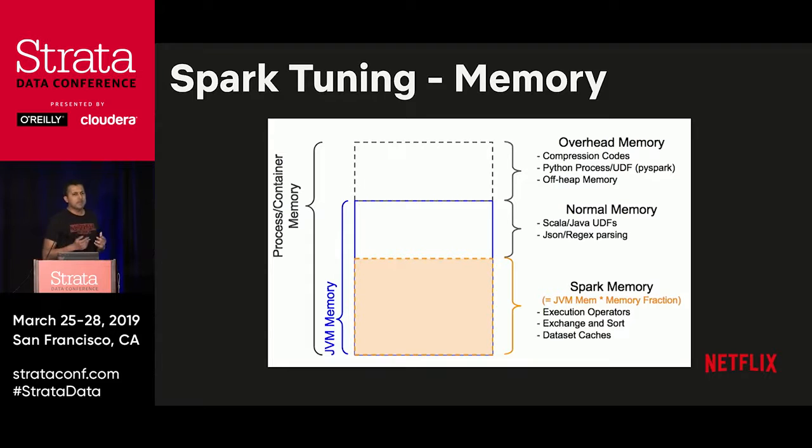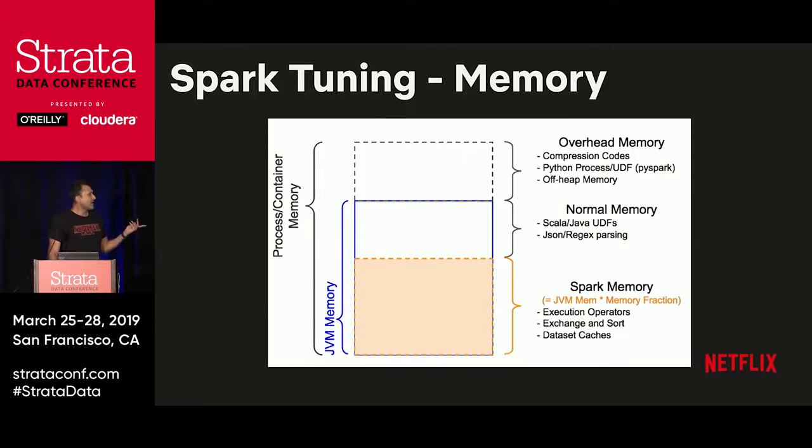The overhead memory is really where your compression codecs run. So if you're writing out a lot of files, your overhead memory will need to support that, because you're going to have a lot of compression running for writing out the files. So you set your overhead memory accordingly, depending on what your stage is doing. Normal memory is where your Scala UDFs run, also any kind of JSON parsing. That's a very important thing for us, because we do a lot of JSON parsing in some of the stages. So we need to provide a lot of normal memory for those stages. And then Spark memory is really where everything else happens. All the meat and potatoes of Spark happen in that Spark memory.